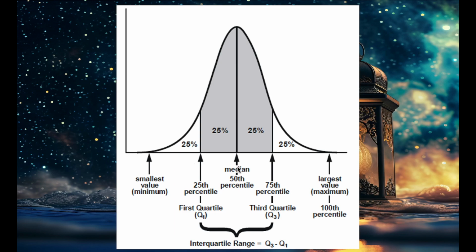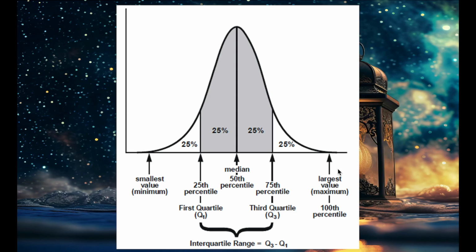The same goes for the median, or the second quartile, which represents the 50th percentile, which means that 50% of the data falls below this mark. Same goes for the third quartile, which is the 75th percentile, indicating that 75% of the data falls below this mark. And then we have the 100th percentile, which is the largest value or the maximum.